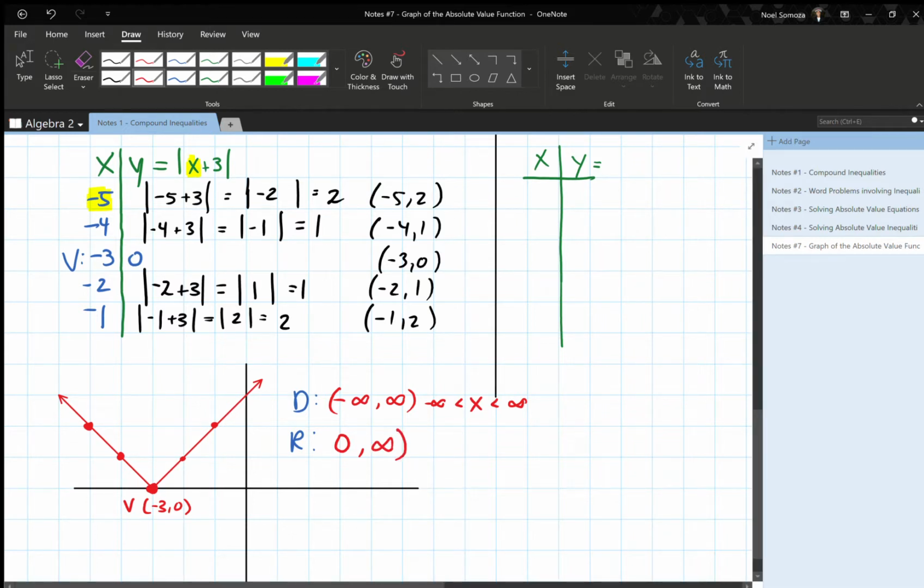At 0, bracket or parenthesis? A bracket, because we can include that point. So then let's go ahead and write it also as the compound inequality. This time we use y. My y value, anything less than infinity, but it has to be greater than or equal to 0.